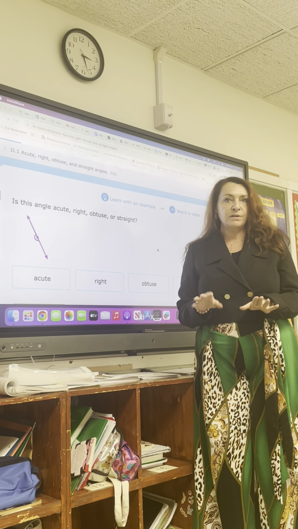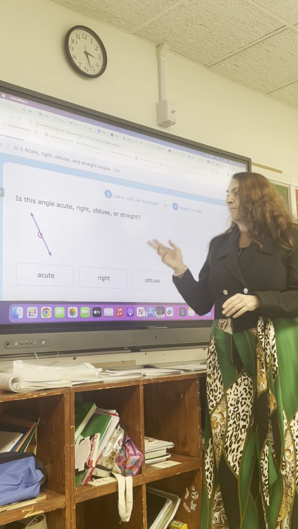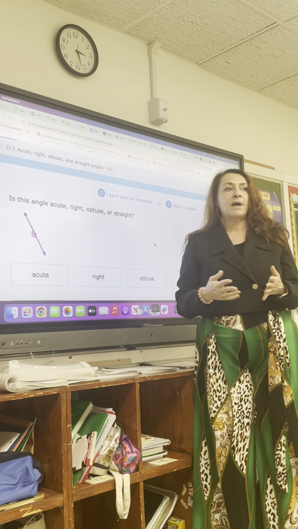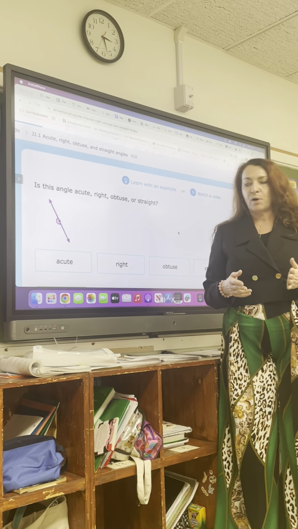What we just learned. We learned a few things about geometry. First, we learned a couple of terms. One is parallel lines. Do you guys know what parallel lines are?